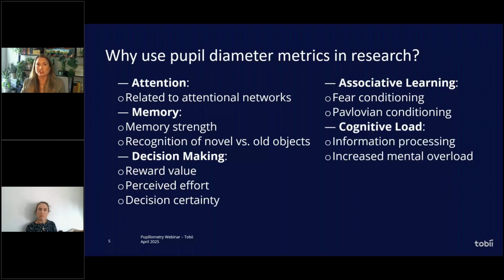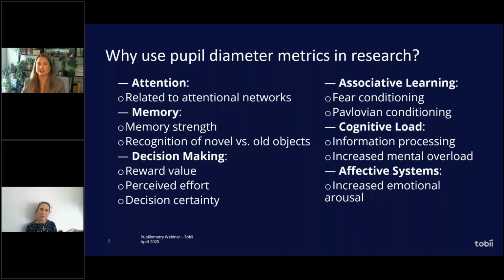Pupil diameter changes have been related to cognitive load, like information processing and increased mental overload, and even affective systems, so increased emotional arousal is related to an increase in pupil diameter. Task-evoked pupil dilation is connected to underlying neural systems of the brain, which indicates a relationship between cognition and pupil dilation. So being able to capitalize on this connection allows researchers to make inferences about neural systems in cognitive studies.